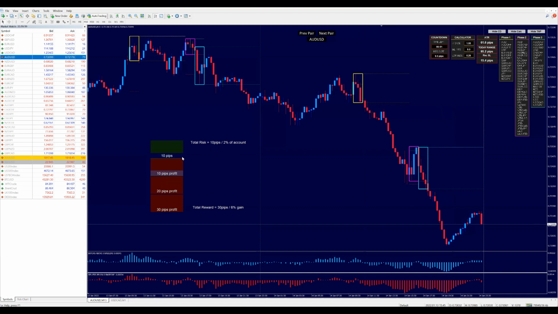Okay, and once it moves down to 20 pips into profit, now you've made what we call a 1 to 2, which is you've risked 2% and you've made 4%. You're at 20 pips profit, you've made 4%. And if it goes all the way down to 30 pips, now you've made a total of 6%. Your risk was 10 pips, your reward was 30 pips. So when you see us drawing all these rectangles all over the chart, we're not just trying to make art, we're calculating what our risk to reward is.